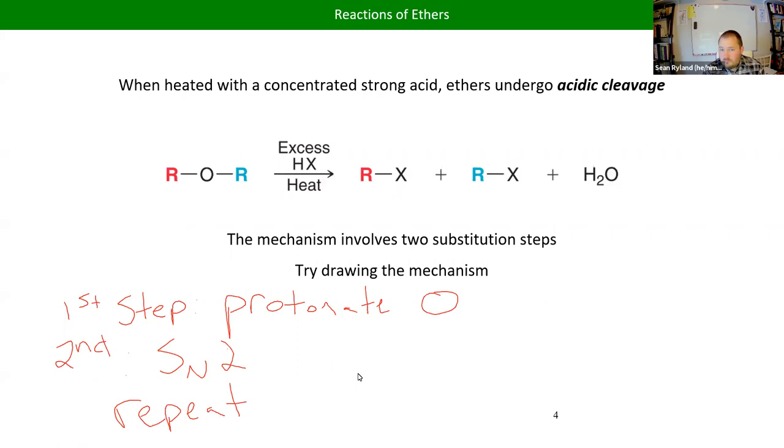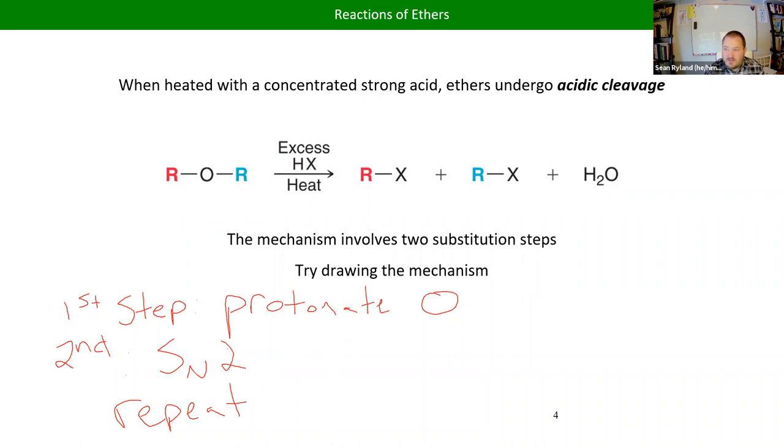All right, so the overall process is: anytime you have excess strong acid, you can assume that one of the first things that's going to happen is you're going to protonate whatever's there that can be protonated. In this case, protonate the oxygen, and that gives us a good leaving group, which could then go through an SN2 or an SN1 reaction, depending on the exact alcohol we're talking about. And then it can be done again. If you have excess acid, you can then protonate that. So you took the ether and you turned it into an alcohol.